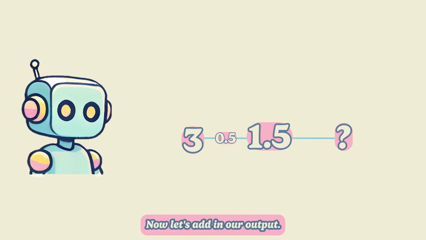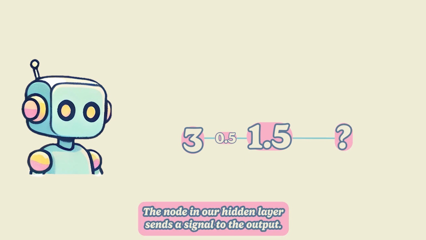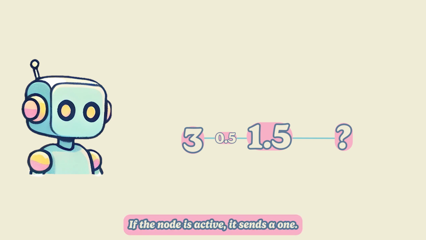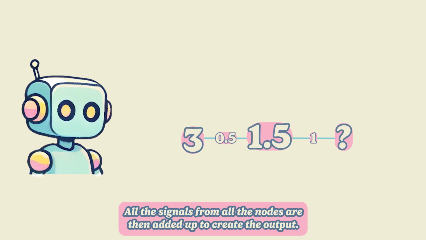Now let's add in our outputs. The node in our hidden layer sends a signal to the output. If the node is active, it sends a 1, and if it's not, it sends a negative 1. All the signals from all the nodes are then added up to create the output.